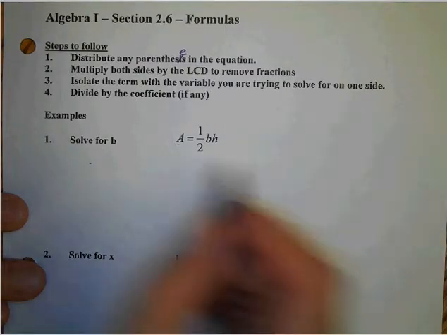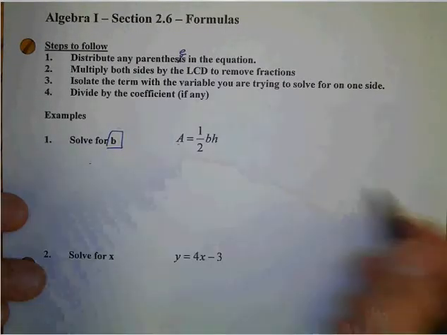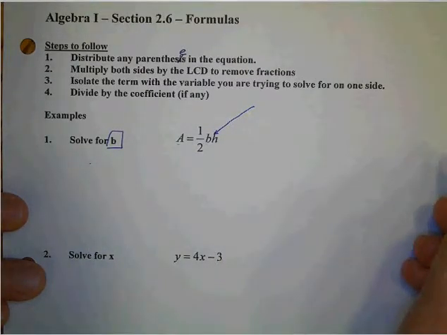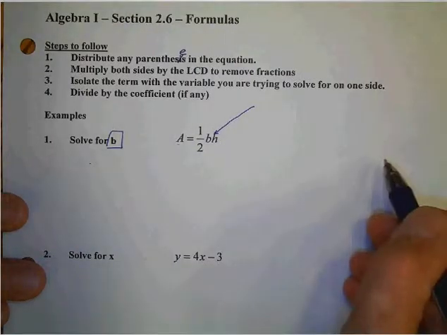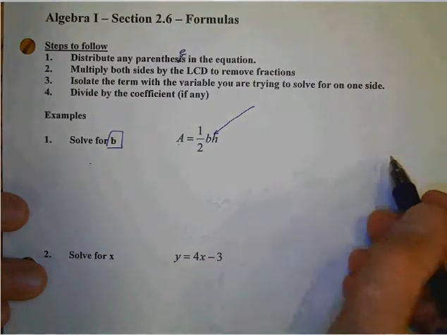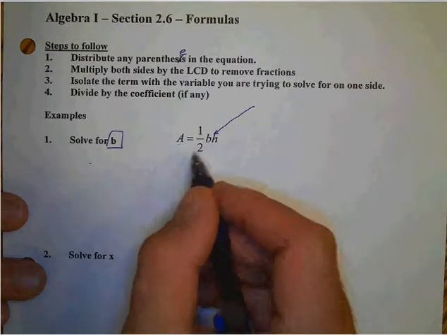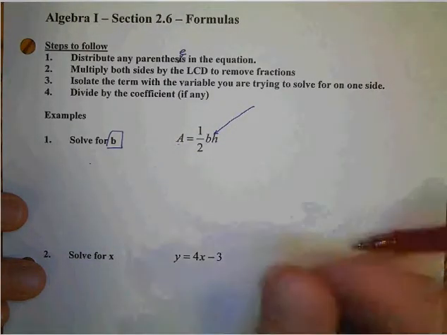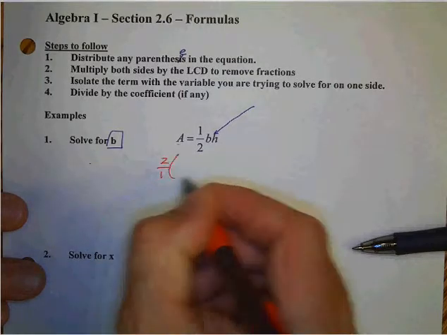Now, on this first one, we're asked to solve for b. So, here's our b value, and we're going to try to get rid of the 1/2 and get rid of the h. To do that, let's first get rid of the 1/2. To get rid of a fraction, we multiply both sides by the reciprocal. So I'm going to multiply both sides by 2/1.